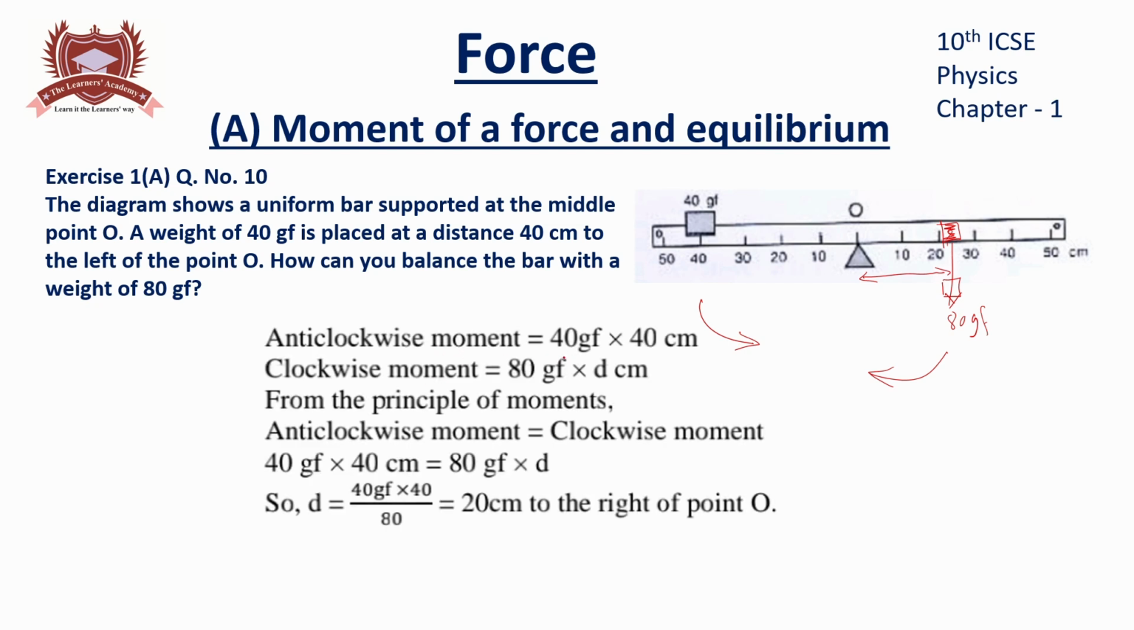The anti-clockwise moment would be 40 gram force multiplied by 40 centimeters. The clockwise moment would be 80 gram force multiplied by the distance d. So we are calling this distance as d. Now, by the principle of moments, the clockwise and the anti-clockwise moments need to be equal, then only they are going to balance it. So we end up with 40 gram force multiplied by 40 is equal to 80 gram force multiplied by d. Or I can say that d is 40 gram force into 40 divided by 80, giving me the final answer as 20 centimeters. So I have to place this block at 20 centimeters and the scale would be balanced.